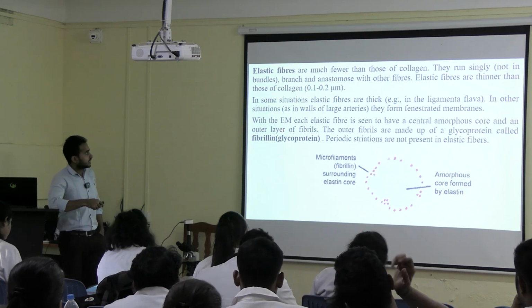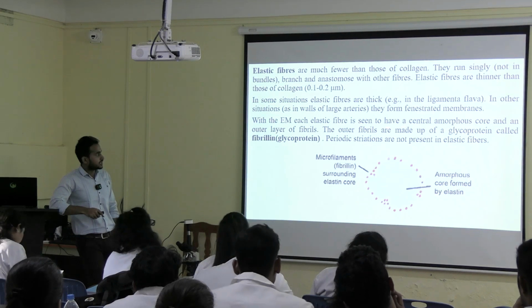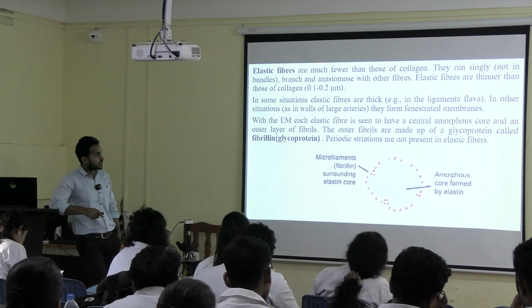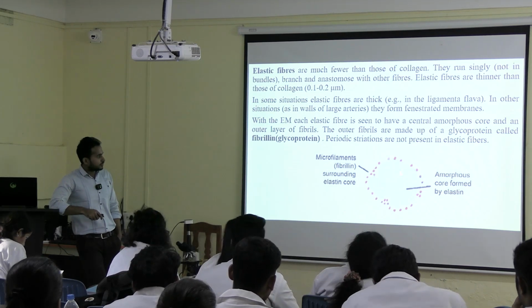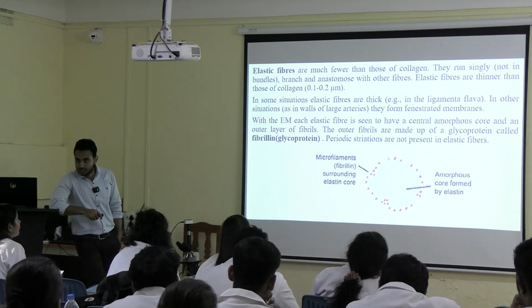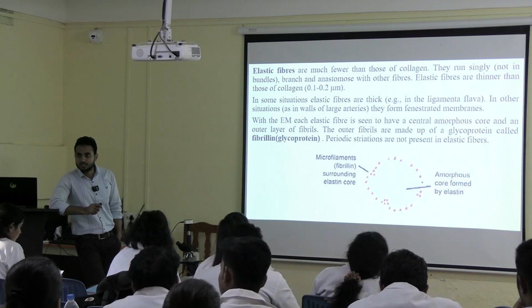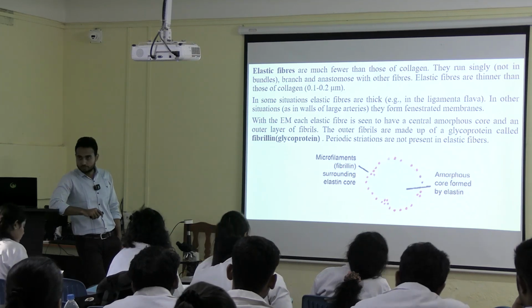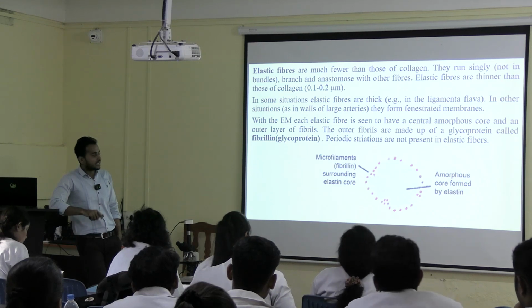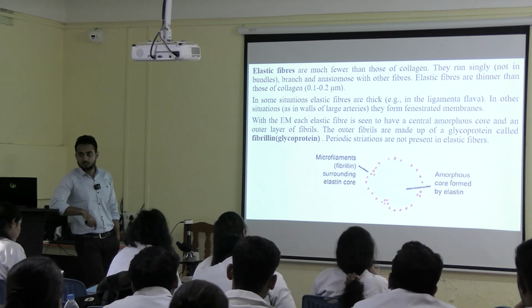Here you can see the electron microscope image of this particular elastic fiber tissue, where a central amorphous core is there and an outer layer of fibrils is there. This central amorphous core is made up of elastin. Elastin is a type of protein, and outside of it you can see microfilaments, also called fibrillin. It is a protein surrounding the elastic core. So this is the structure of this particular elastic fiber.